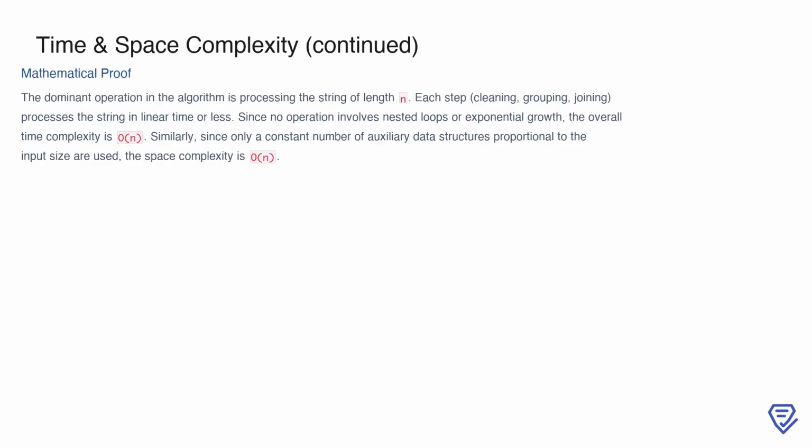Instead, all operations are directly proportional to the input size. This confirms that the overall time complexity is O(n). Similarly, in terms of space, the algorithm uses a constant number of auxiliary data structures, such as the clean string, the result list, and the output string. Each of these structures is proportional to the size of the input, resulting in an overall space complexity of O(n). This linear scaling makes the solution highly efficient and suitable for processing large inputs.